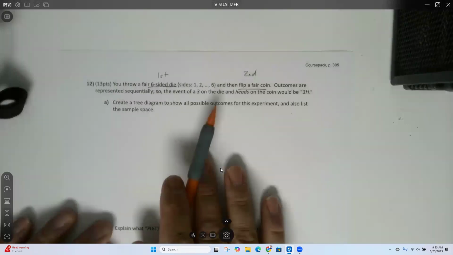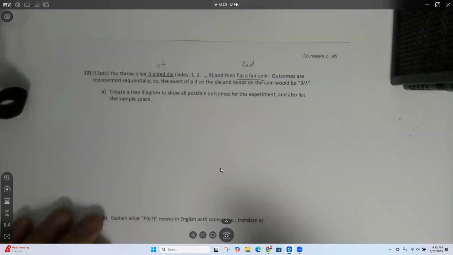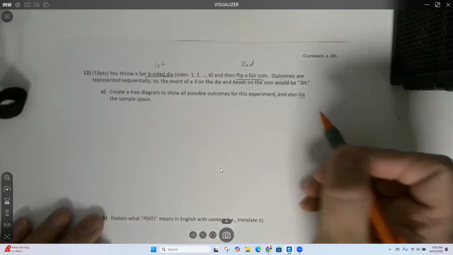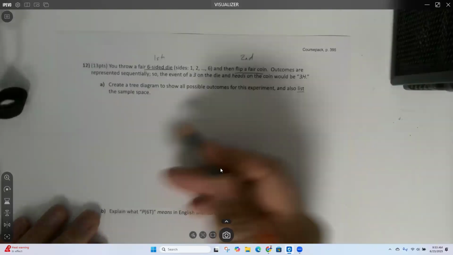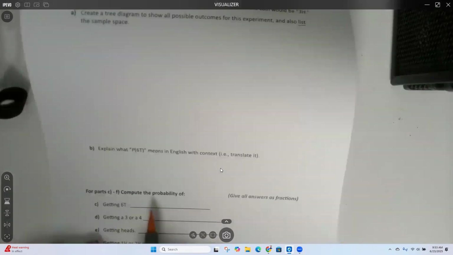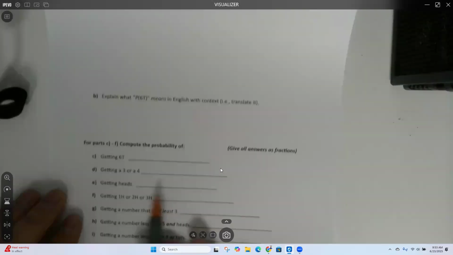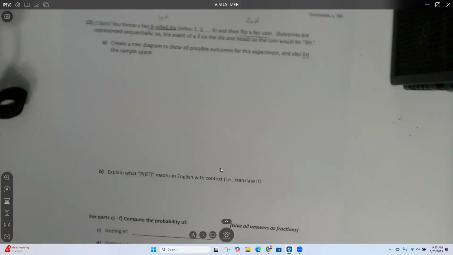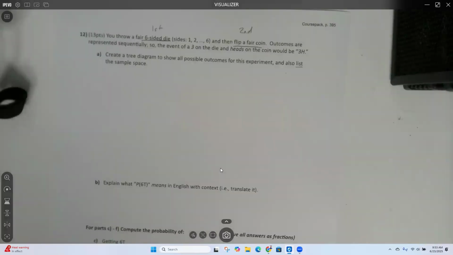So make sure you list the sample space. Don't forget to do that. Don't just create the tree. That's all fine. Okay. The next page is page 396.